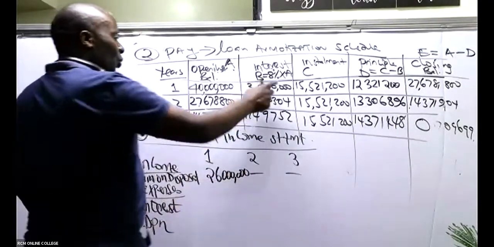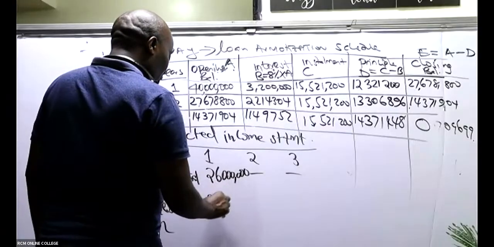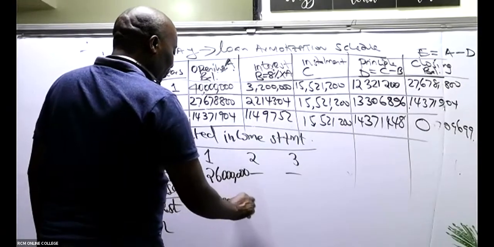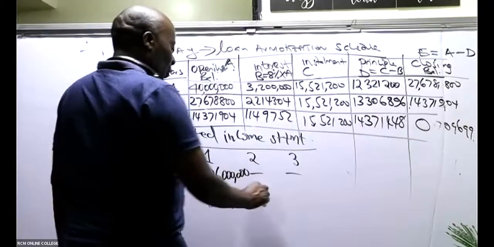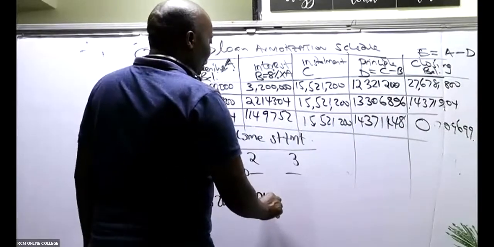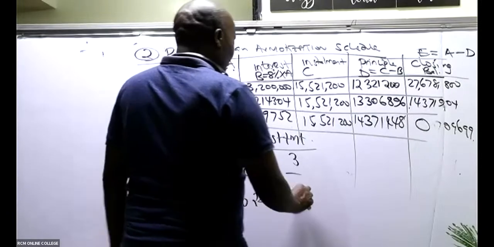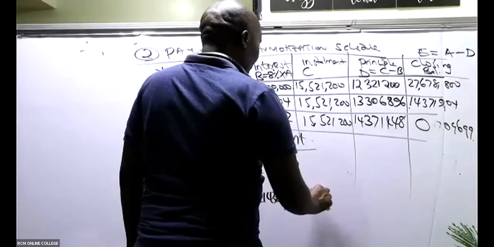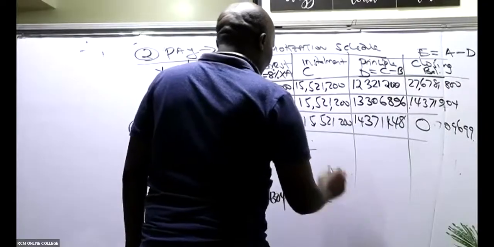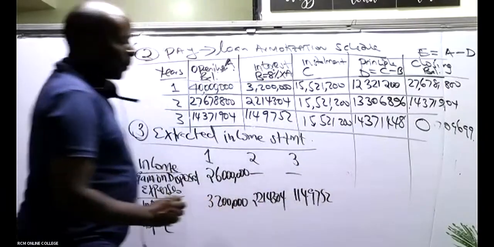Then interest is what we have here. So this is 3,200. Year number 2, we have 221,4304. Then we have 114,9752.